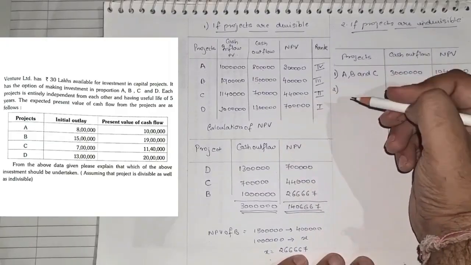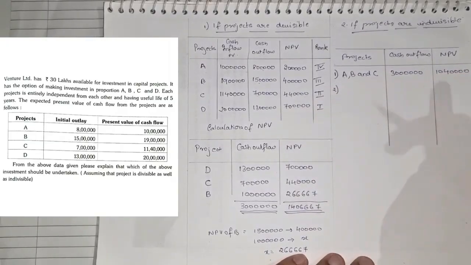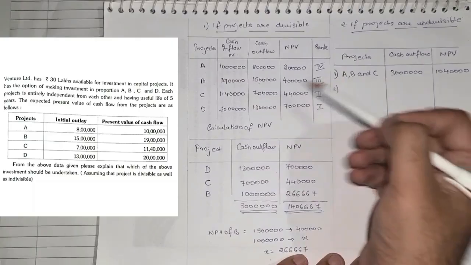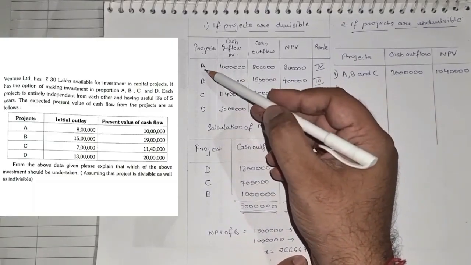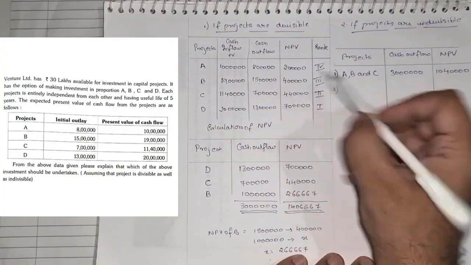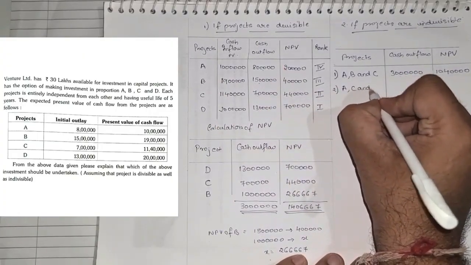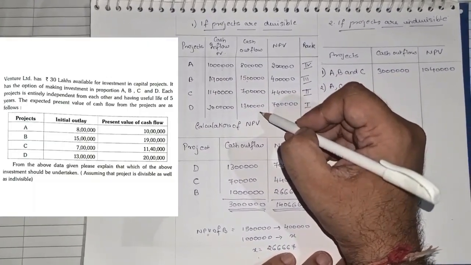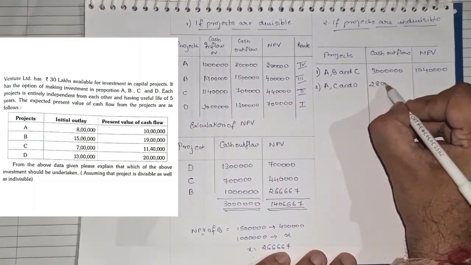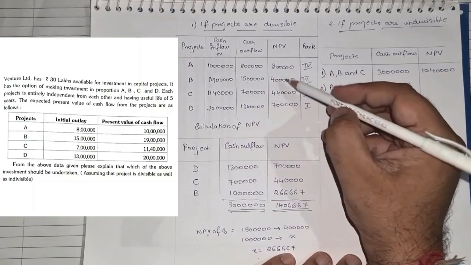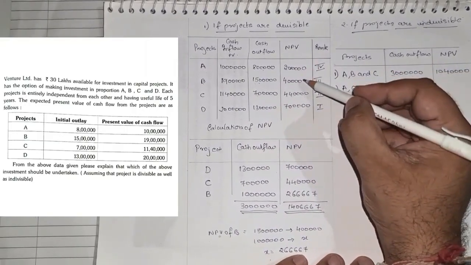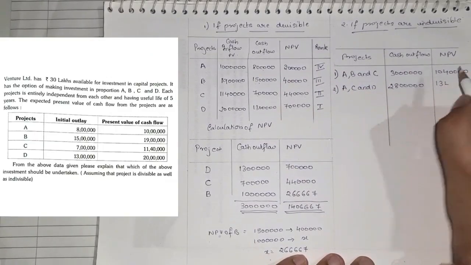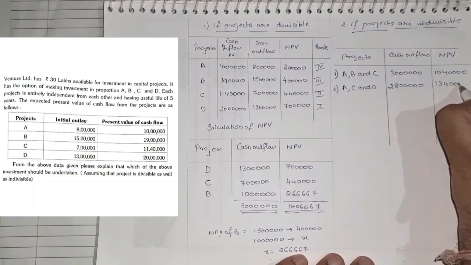I'll have to take all the various alternatives which are available so that I can maximize my NPV. What if I take some other option? Because if I've taken ABC, what if I take another combination? If I take A, C and D, A is 8 lakhs, C is 7 lakhs, so that's 15, and D is 13, so that will become 28 lakhs of investment. Now when I add those three NPVs, I will get 2 plus 4, 6, 6 plus 7, 13 lakhs and 40,000, so 13 lakh 40,000.